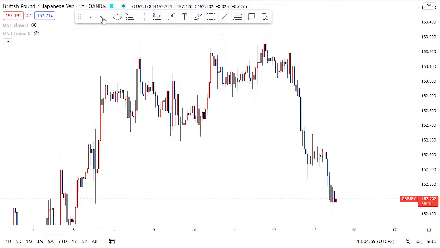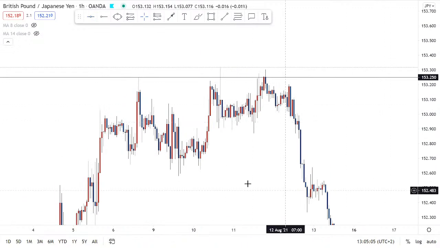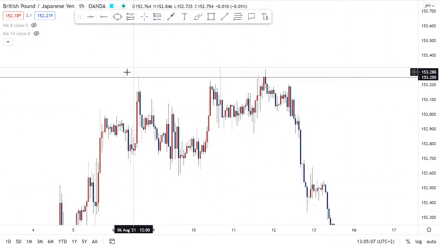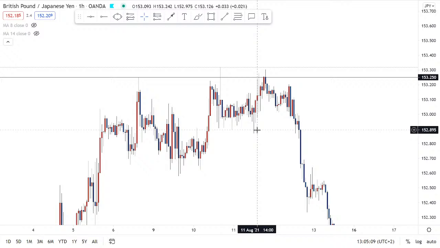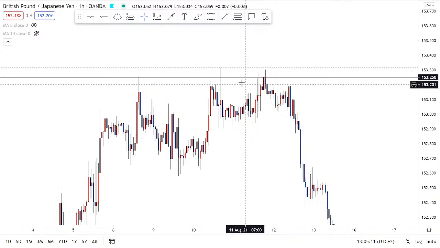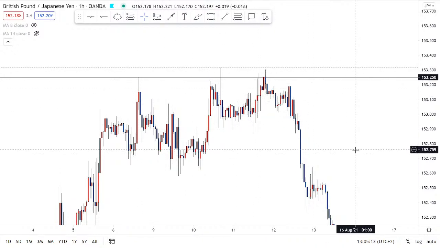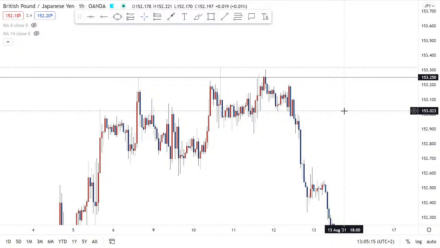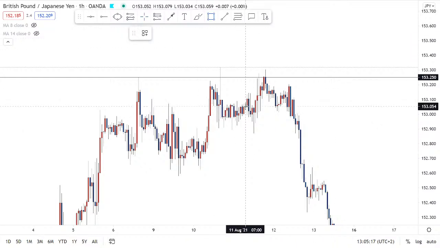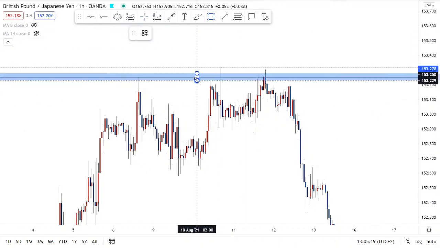So now I have to identify my resistance. As you can see, I'm gonna use this level here. The market rejected a couple of times. That's why I'm using this as my resistance. We have our first touch, second touch, third touch, fourth touch. Then the market decided to shoot to the downside. So now I'm just gonna make a zone here.